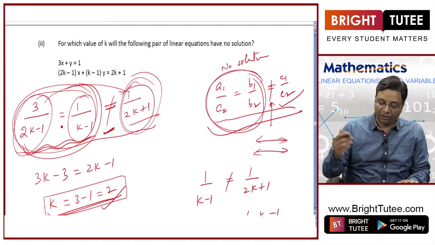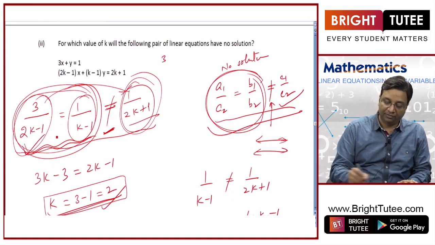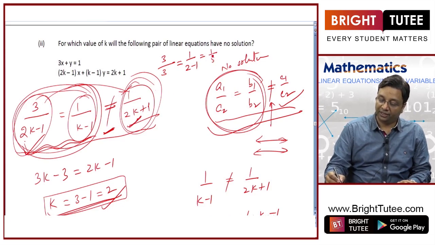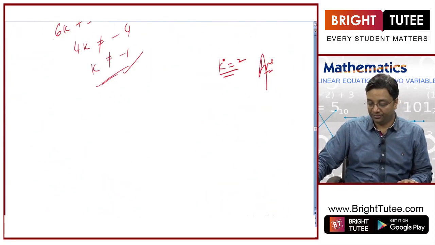Now, what you can do is you can put k equal to 2 here. So, first it will give me 3 by 4 minus 1, that is 3, equals 1 by, what is k equal to 2? 2 minus 1. Now, put k equal to 2 here. 1 by 2 into 2 is 4, 4 plus 1 is 5. Obviously, it is not equal. So, these two are equal and this is not equal. Hence, k equal to 2 is your answer.